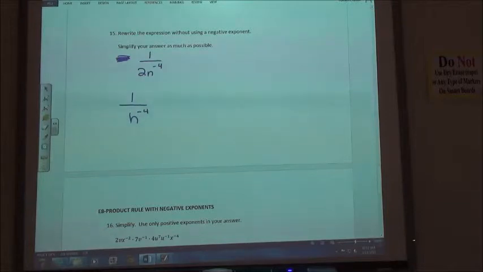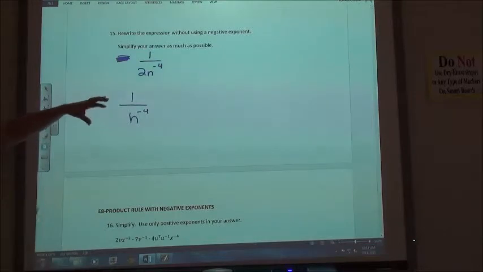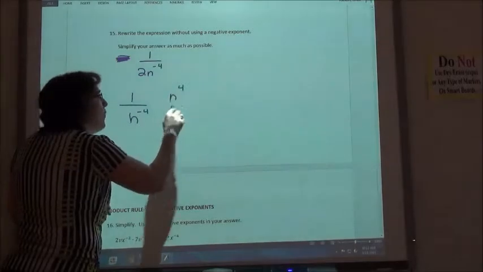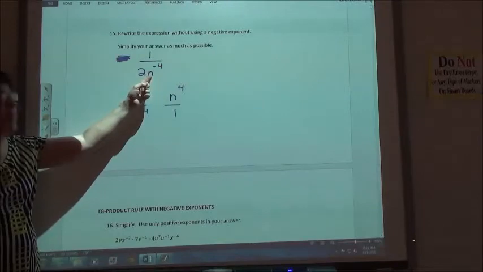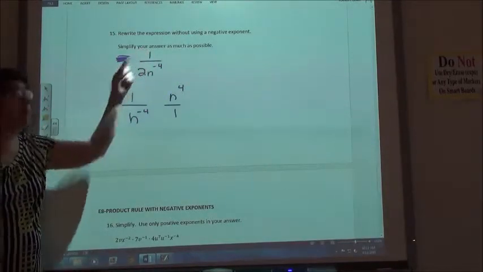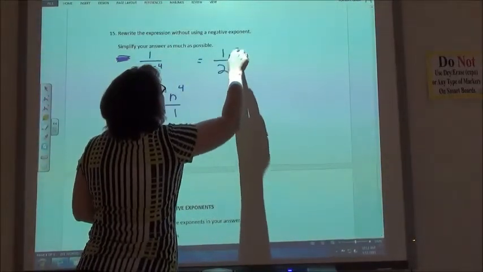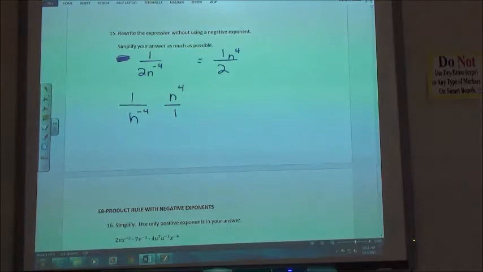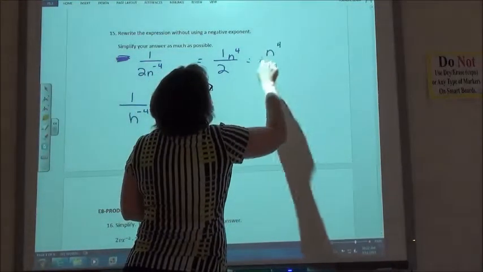Wait, just kidding. When I do the reciprocal, what's going to happen? It's just going to flip it upside down, right? It's going to make it n to the positive 4 over 1. So if my negative exponent's on the bottom, it's going to move it up to the top. So this is going to be 1 over 2, and the n to the 4th ends up being up there. Now in this case, since there's a 1 up there, we really don't need the 1. So I just get n to the 4th over 2.